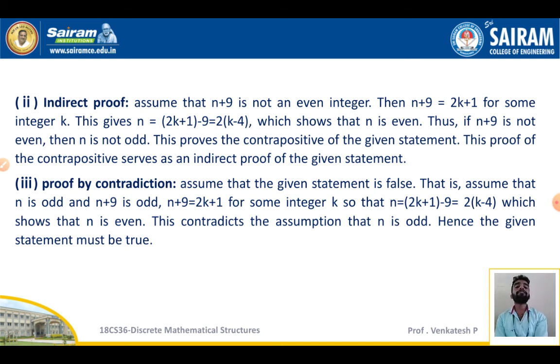So that n will be equal to what? 2k plus 1 minus 9, then n will be 2 times (k minus 4) I will be getting, which shows that n is an even number. But in the assumption I took n is an odd number. So this is a contradiction to the given assumption that n is an odd number. Hence we can conclude that the given statement must be a true one. This is called proof by contradiction.